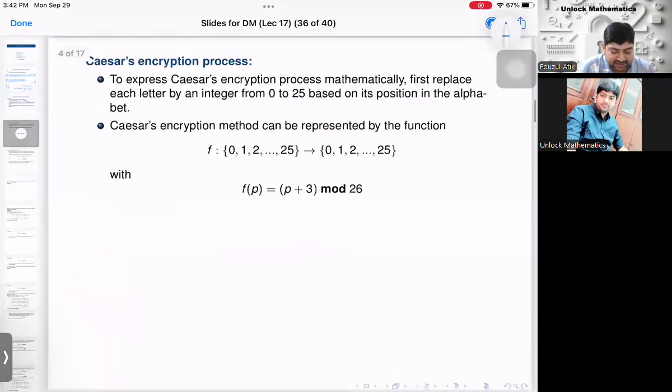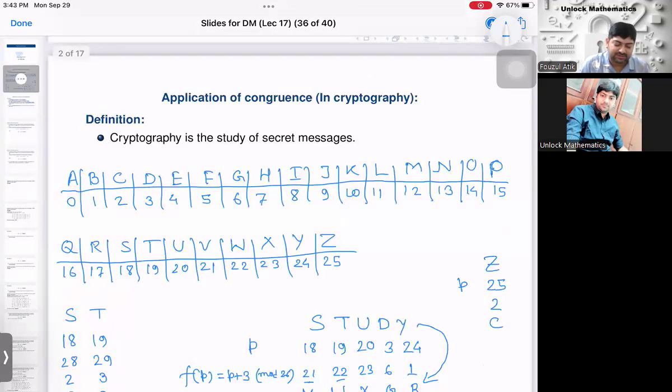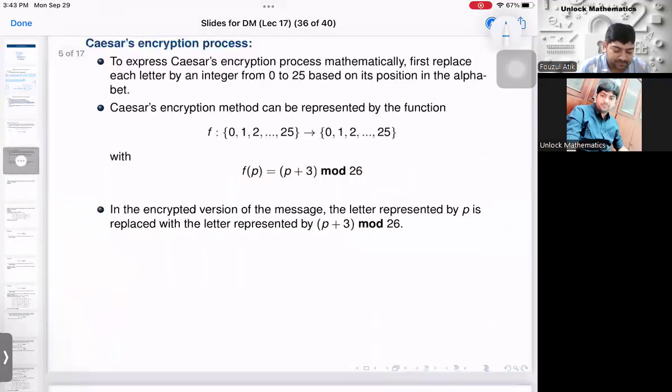Now to express Caesar's encryption process mathematically, first replace each letter by an integer between 0 to 25 based on their position in the alphabet. Yes, that's what we have done in the beginning. For each alphabet we represent by some number. Then Caesar's encryption method can be represented by the function f from 0 to 25 to 0 to 25. So it's a bijective function basically. For each number we have f(p) equal to p plus 3 mod 26.